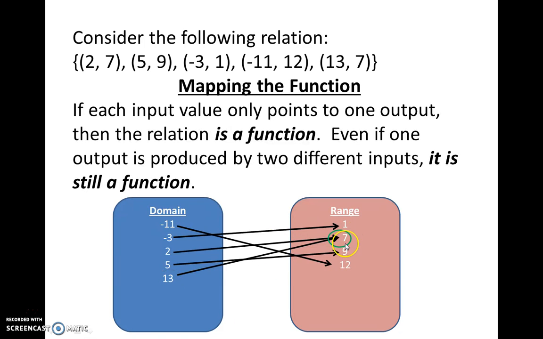Now you may have noticed that over here, 7 has two different numbers pointing to it. That's okay. That still qualifies as a function. Even though one range number has two different domain values pointing to it, it still works out just fine. Let's try another one of these.